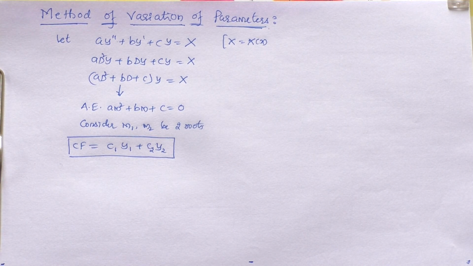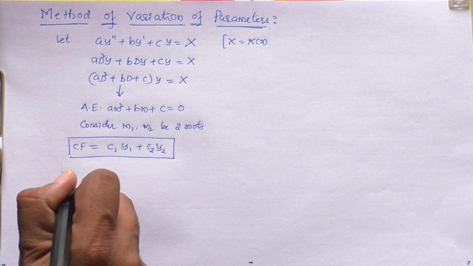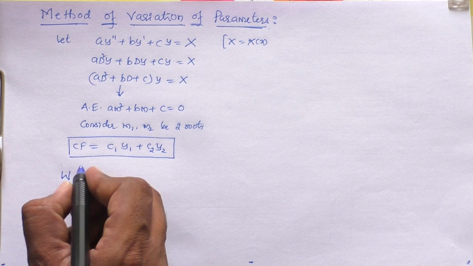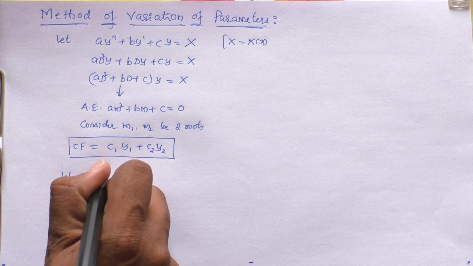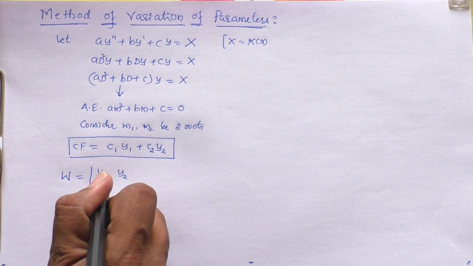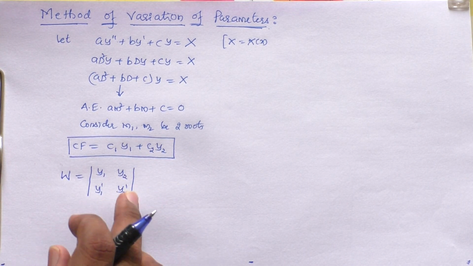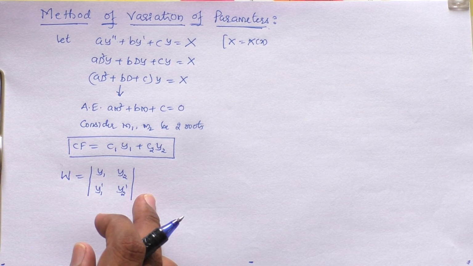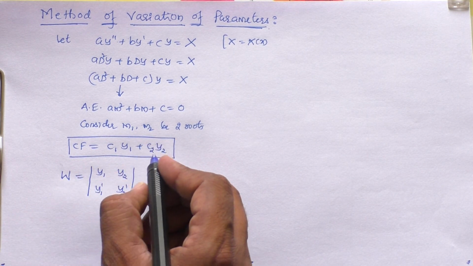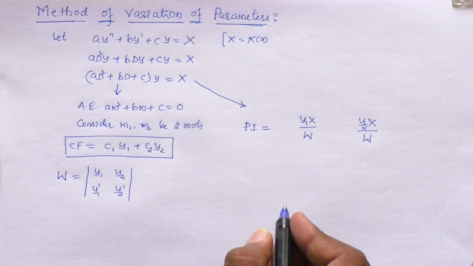Whatever the CF we get, we then find the Wronskian of y1 and y2, denoted by W. W is the determinant with first row y1, y2 and second row y1', y2'. Whatever value you get on simplifying this determinant is W. So half the solution is over: when you simplify the LHS, we get the CF. We need to find the PI.